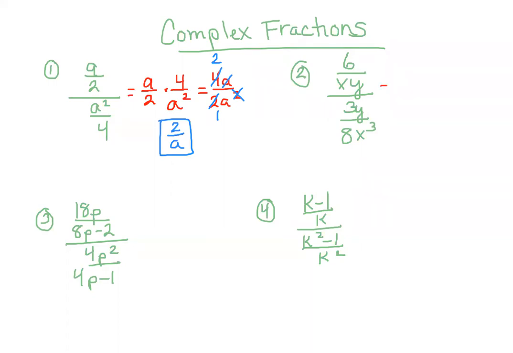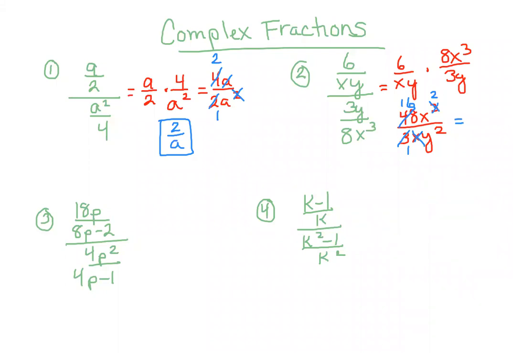Let's look at number 2. We're going to take the numerator and multiply it by the reciprocal of the denominator. Then we're going to multiply straight across, and we get 48x cubed over 3xy squared. And let's see what we can cancel. 3 goes into there once, 3 goes into there 16. We can cancel this x on the bottom, and we're left with 2 there, and the y's have to stay. So we're left with 16 x squared over y squared. And that's your answer.